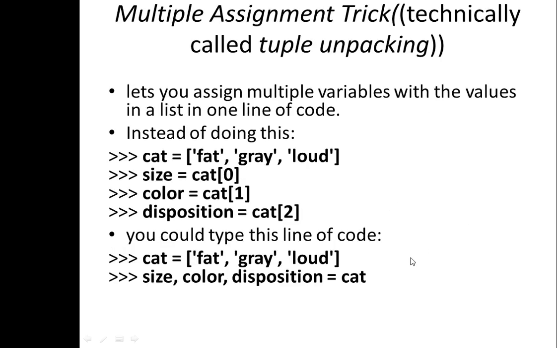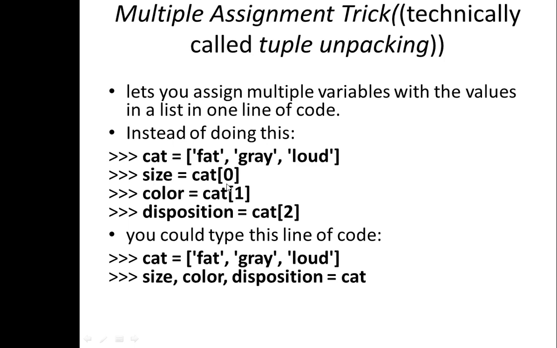So let's see another concept now called the multiple assignment trick, or it is also called tuple unpacking. So suppose I have a condition where I want to assign multiple variables with values in a list in one line of code. So see this example. I have a list here called cat, which is having fat, gray, loud. Now let's say I want to assign these items of the cat to a variable. So let's say I want to assign cat of 0.